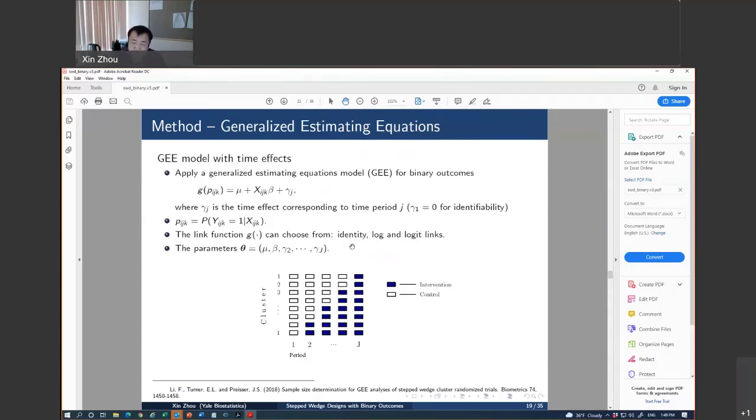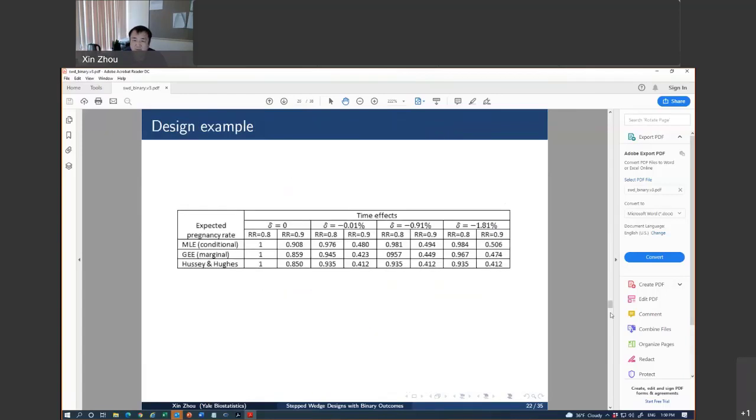Since we have the software, we compared some simple configurations. Sometimes the conditional method has larger power and sometimes the GEE method has larger power. But the difference between them is very small. I guess when the cluster size is large, the conditional model would have larger power, just as I showed in the result here. When the cluster size is large, probably the maximum likelihood method is more efficient.